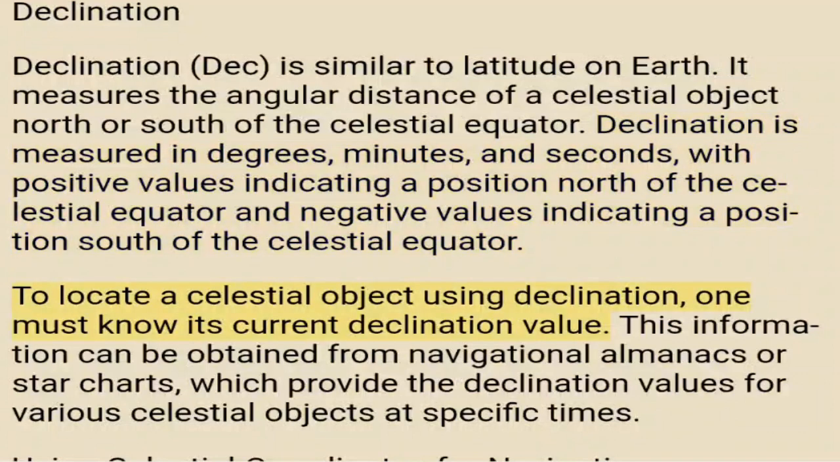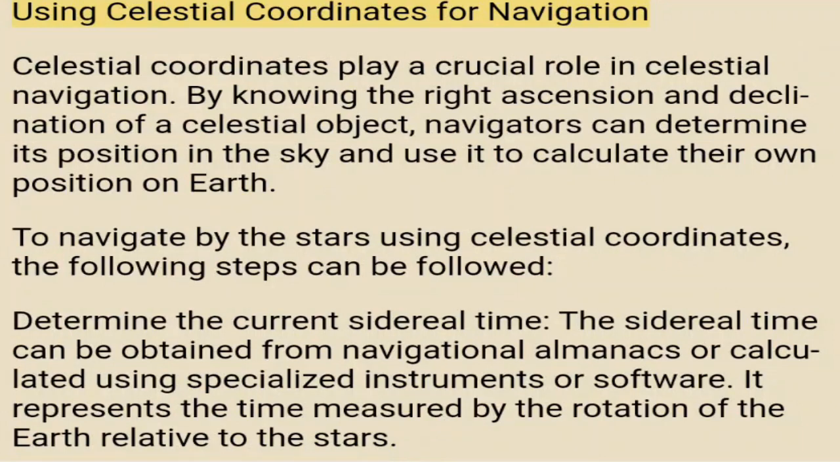To locate a celestial object using declination, one must know its current declination value. This information can be obtained from navigational almanacs or star charts, which provide the declination values for various celestial objects at specific times. Using celestial coordinates for navigation. Celestial coordinates play a crucial role in celestial navigation. By knowing the right ascension and declination of a celestial object, navigators can determine its position in the sky and use it to calculate their own position on Earth.